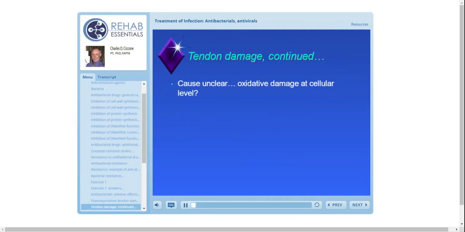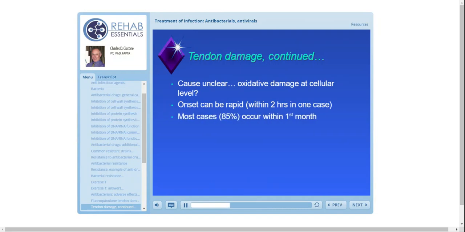We're not sure why this tendon damage occurs. It may be ultimately due to oxidative damage, free radically induced at the cellular level. But again, why this occurs and why it occurs in certain people is just not clear. The onset can be rapid. In one rare case, it occurred within 2 hours after the first dose. It's more likely to occur within the first month. You can see 85% of the cases of tendon damage have occurred within the first month of beginning fluoroquinolone treatment.